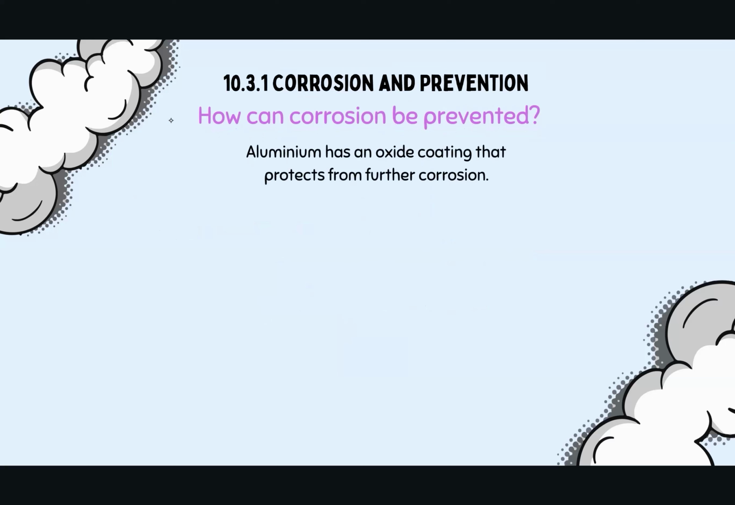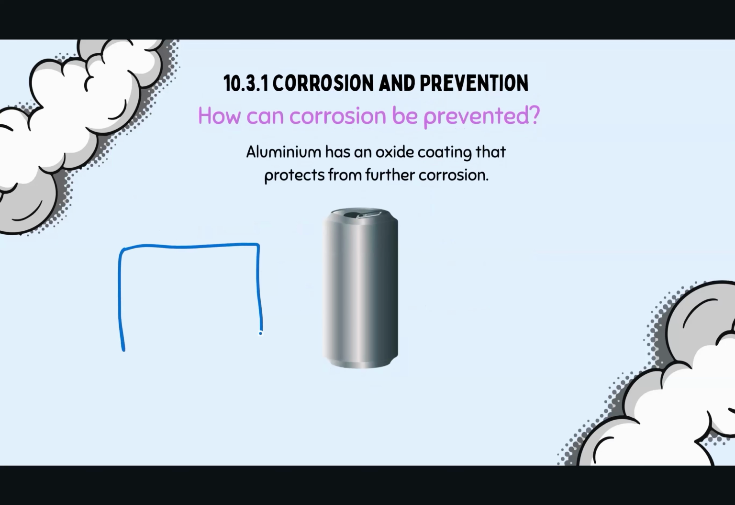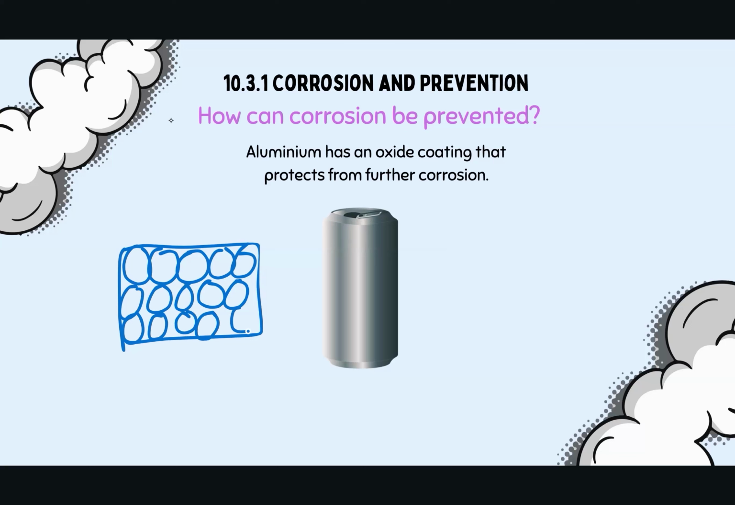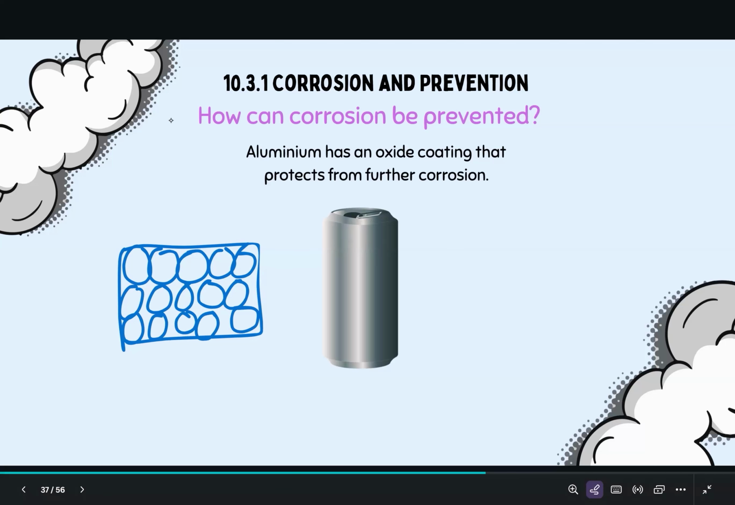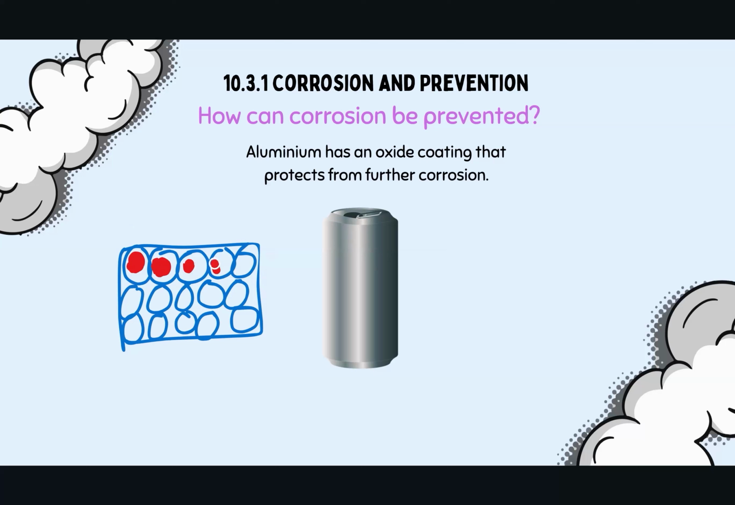And how else can corrosion be prevented? So another thing is aluminium. Aluminium has an oxide coating that prevents it from further corrosion. So what that means is, if, for example, we had these all as aluminium atoms, well, they're the internal ones, and we have the outer aluminium atoms there. All this outer layer, when it reacts with oxygen, becomes aluminium oxide.